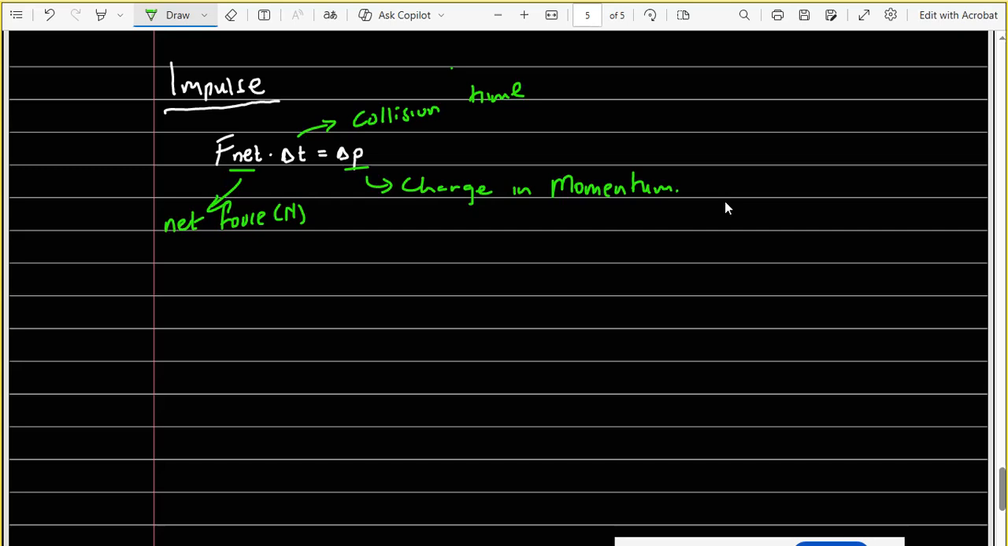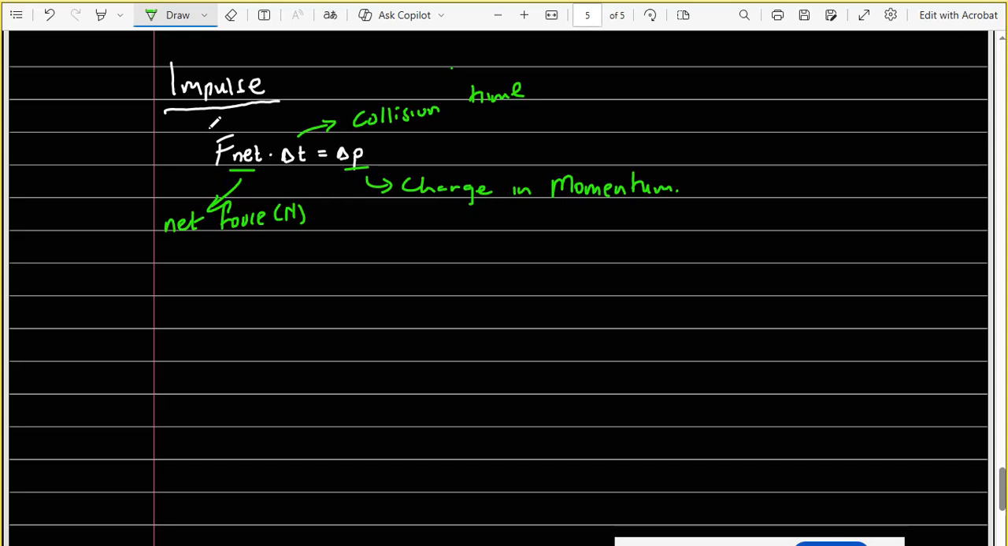Okay, so now if you look at this equation, you can see that an object's impulse is the same as its change in momentum. So what is this telling you about impulse? Impulse is directly proportional to the magnitude of the net force applied on that object and the contact time of the force.